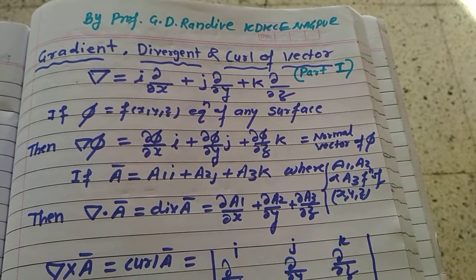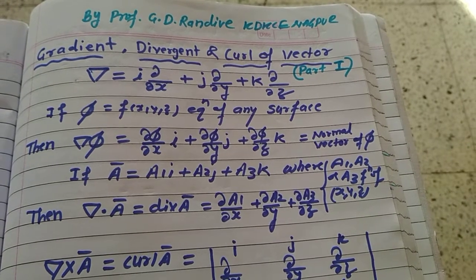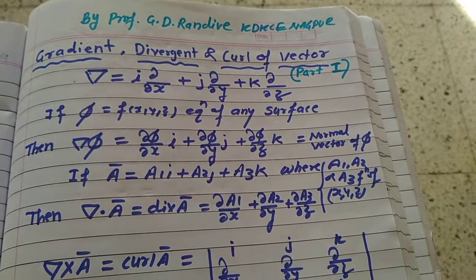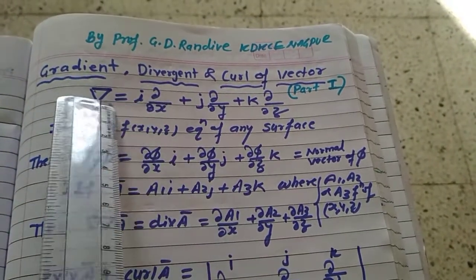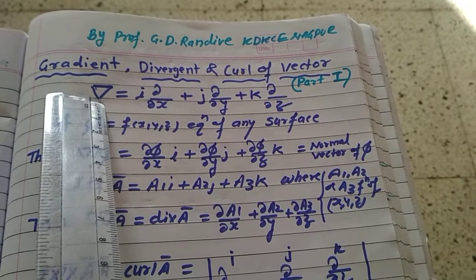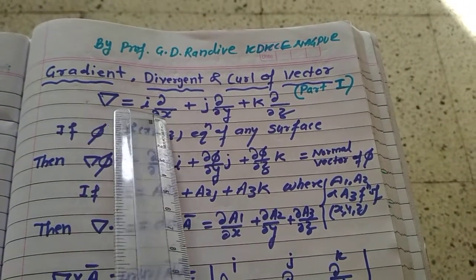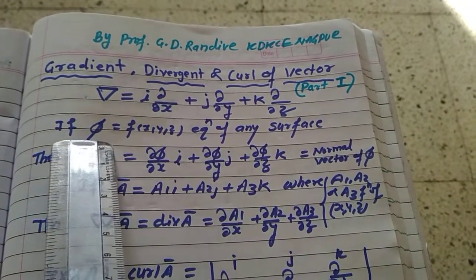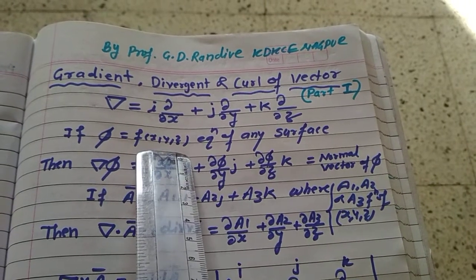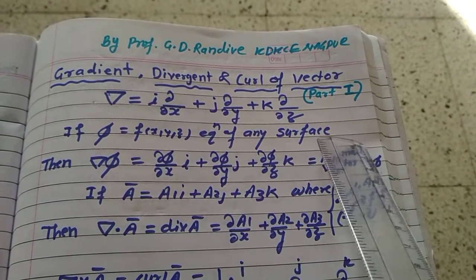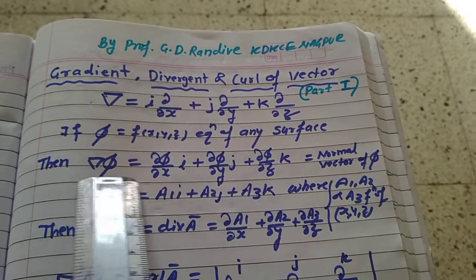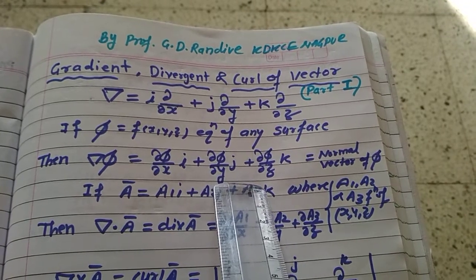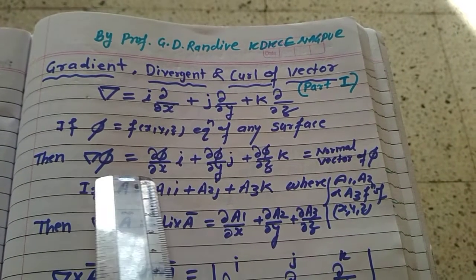Today's topic, Vector Calculus. First topic, this is part 1: Gradient, Divergence and Curl of a Vector. First, the del operator. This is the vector del operator: i del/del x plus j del/del y plus k del/del z. If phi is any scalar function of x, y, z, the equation of any surface, then always write del phi equal to del phi by del x i plus del phi by del y j plus del phi by del z k. Most important definition of del phi.